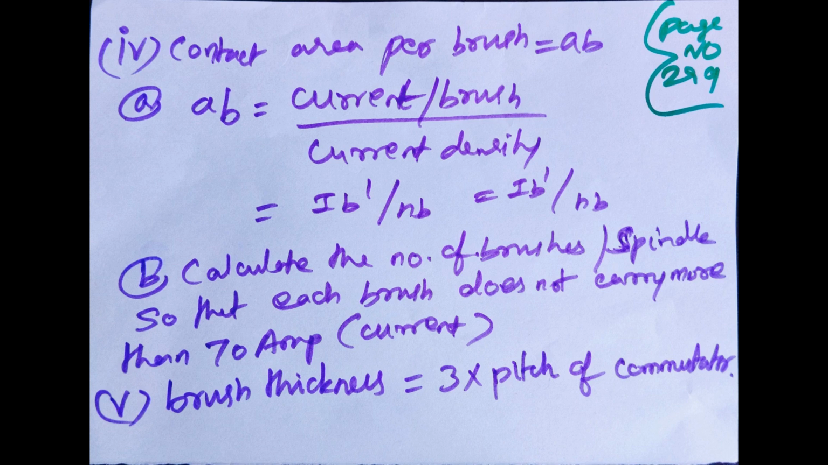Design of commutator and brushes, continuation. Fourth step: number of brushes per spindle. First point: calculate current through the brush from IB dash is equal to armature current divided by pair of poles. IB dash is equal to IA divided by (P divided by 2). That is, IB dash is equal to 2IA divided by P. That is the formula.